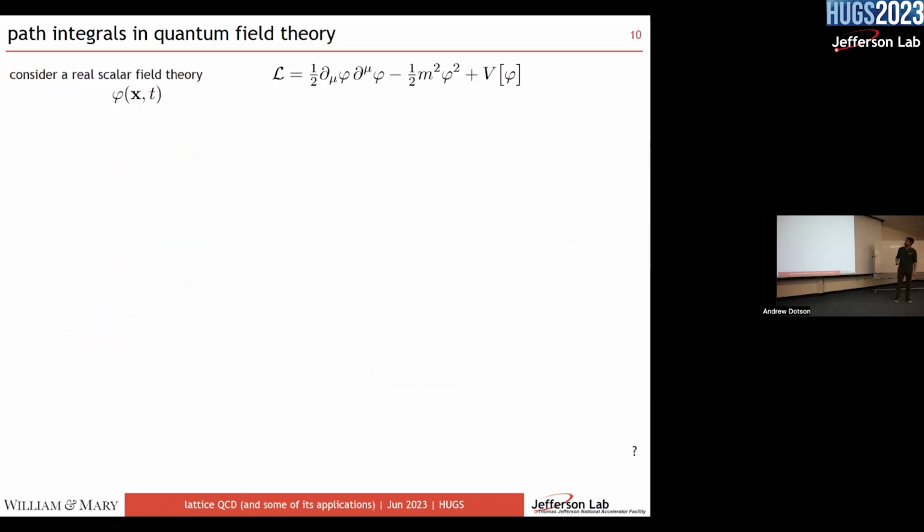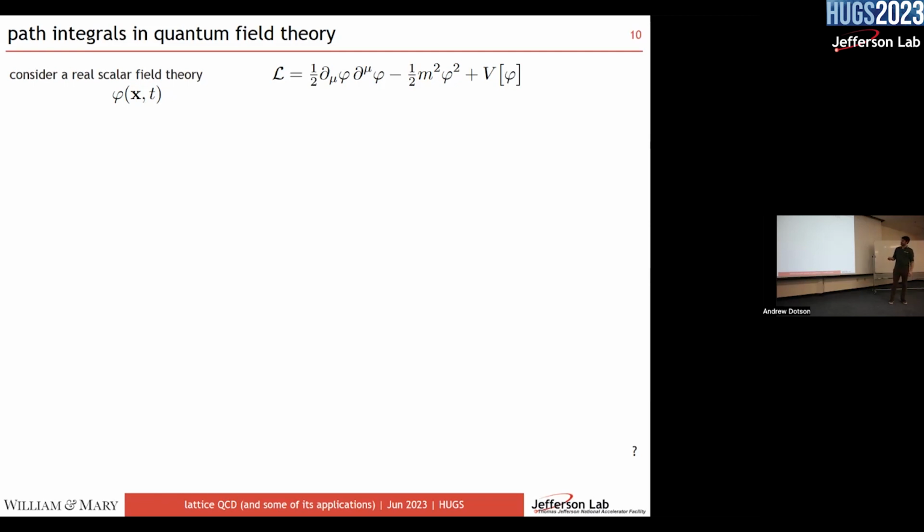So let's make it slightly more concrete. Let's think about something simpler than electromagnetism. Let's think about a scalar field theory. A real scalar field is something which is a number at every point in space and time. That's a real scalar field, as opposed to, say, a 4-vector.